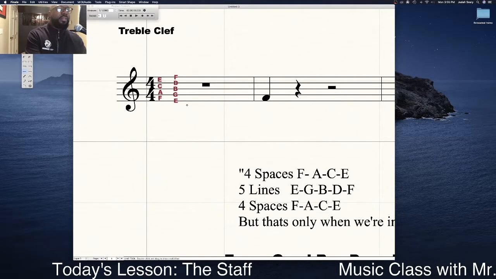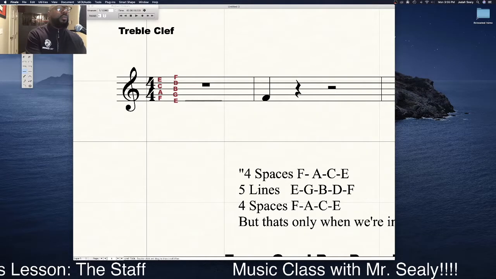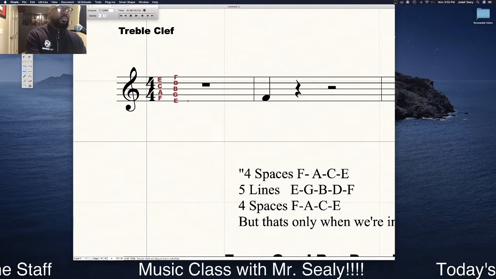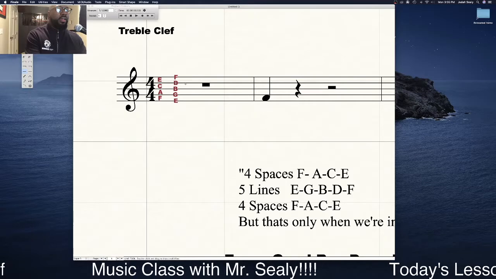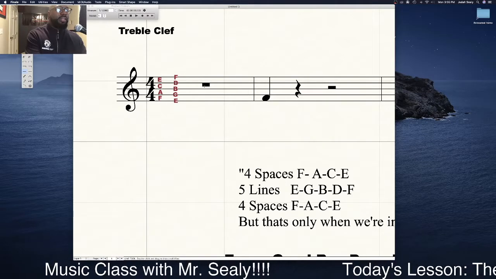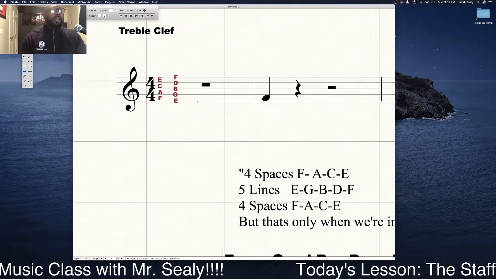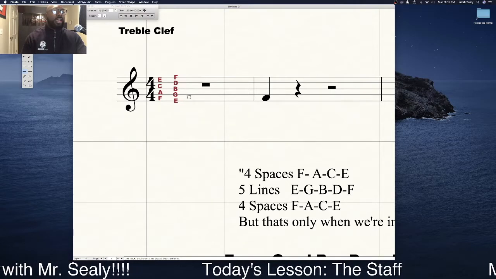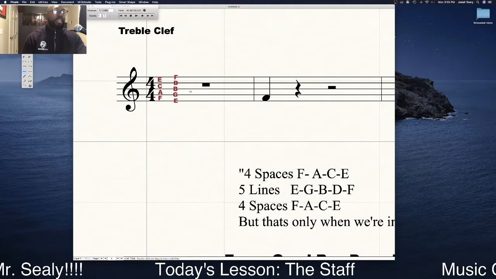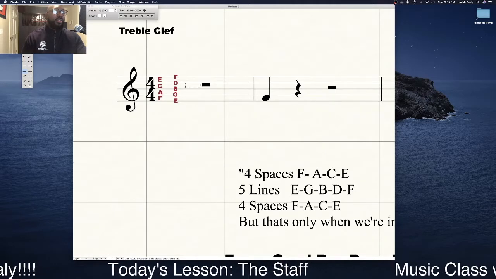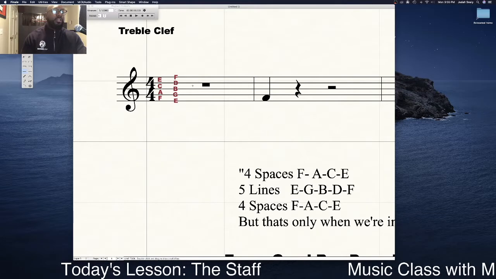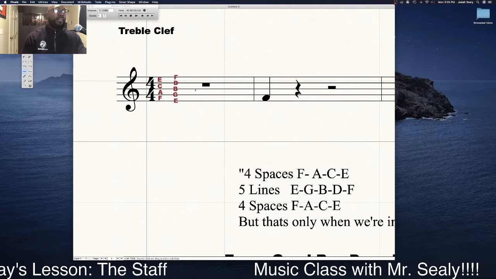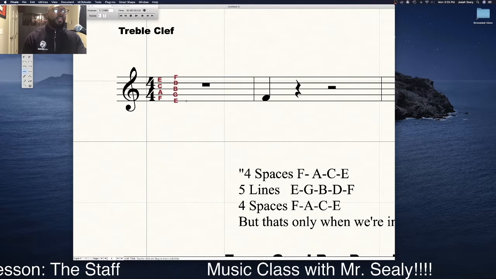Now let's count the lines, okay? We have one line, second line, and we always start from the bottom, okay? There are 5 lines. 1, 2, 3, 4, 5. Now let's count the spaces in between those lines. This is a space in between. That's the first space, second space, third space, fourth space. Okay, so there are 4 spaces, say 4 spaces, and there are 5 lines, 1, 2, 3, 4, 5.